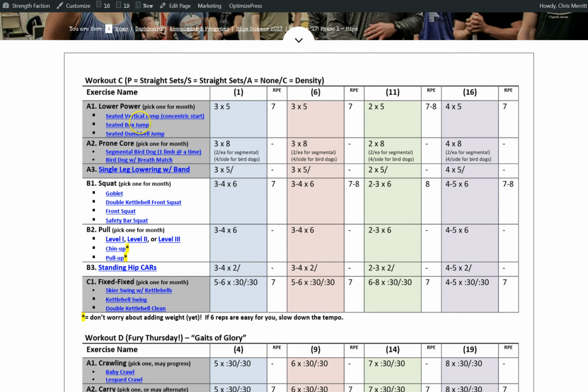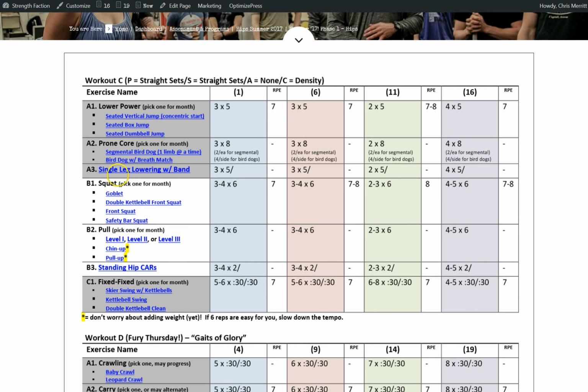So below that, prone core, you're going to pick one of those. You're going to do either 2 on each side for segmental or 4 on each side for bird dogs. Then single leg lowering with band. You're going to do 5 on each side. You're going to circuit through that 3 times. Then you're going on to your strength block.